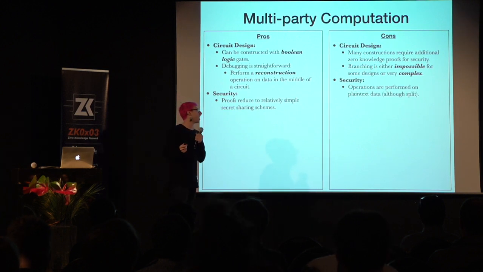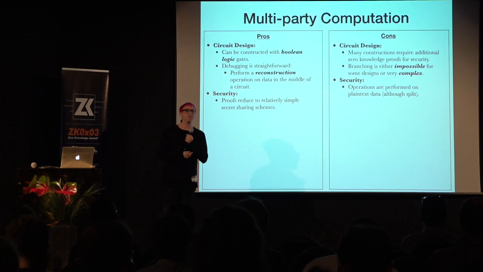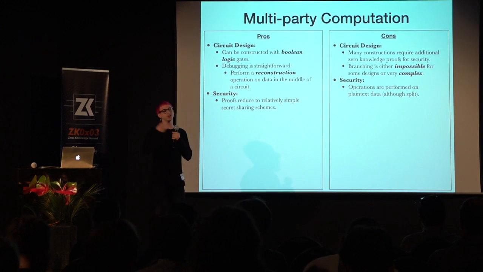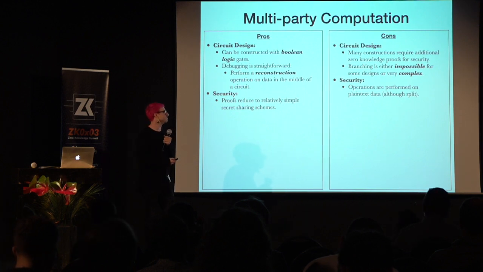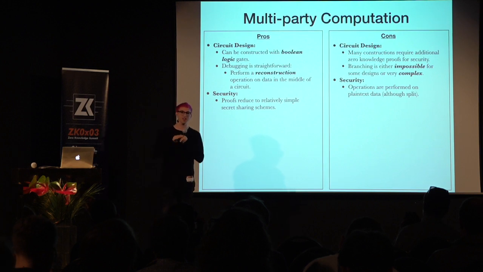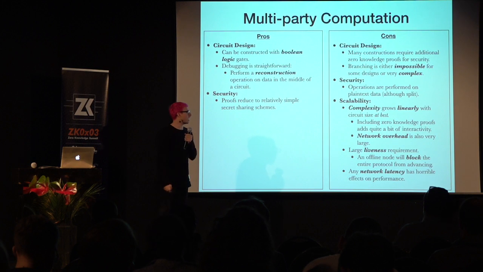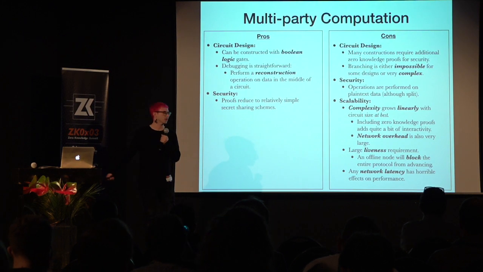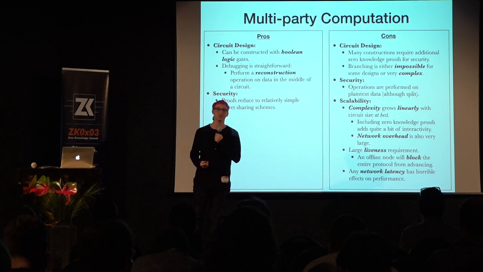And security-wise, operations are still performed on plain text data, although split. Depending on what your threat model is, if there's a collusion adversary, this may not be preferable to you. So if that's the case, this may not be a great thing to use. Now, the biggest problems with MPC come with scalability. Complexity grows linearly with the circuit at best.